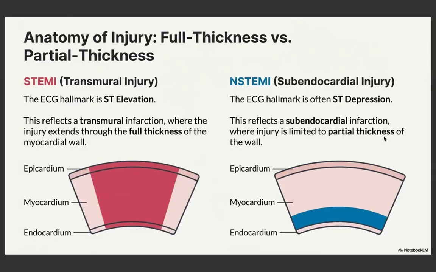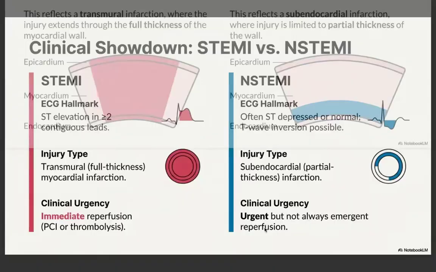Versus an NSTEMI, it's partial thickness, so it reflects just the subendocardial, which is a partial thickness in the myocardium. The myocardium is broken up into different sections, and the subendocardium, sub meaning below, is right above the endocardium but not fully through the myocardium, just a portion of it, which is why we call it partial thickness.